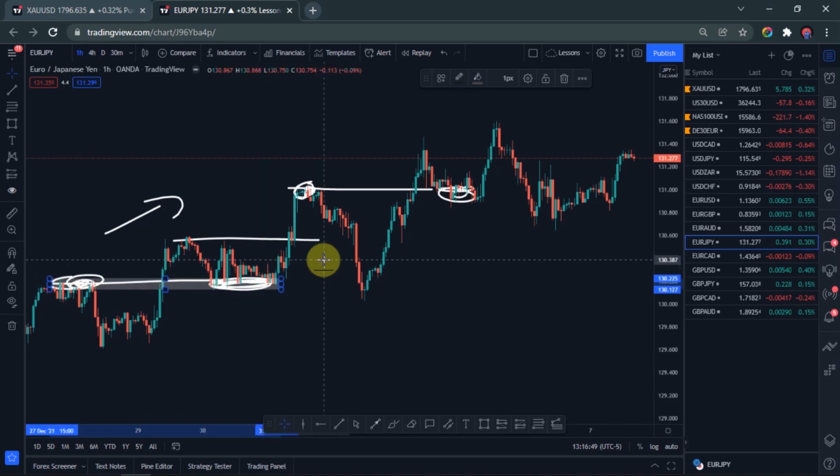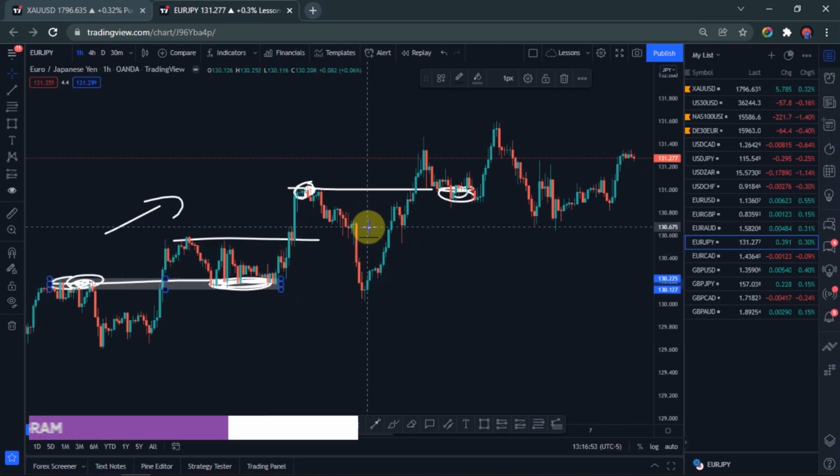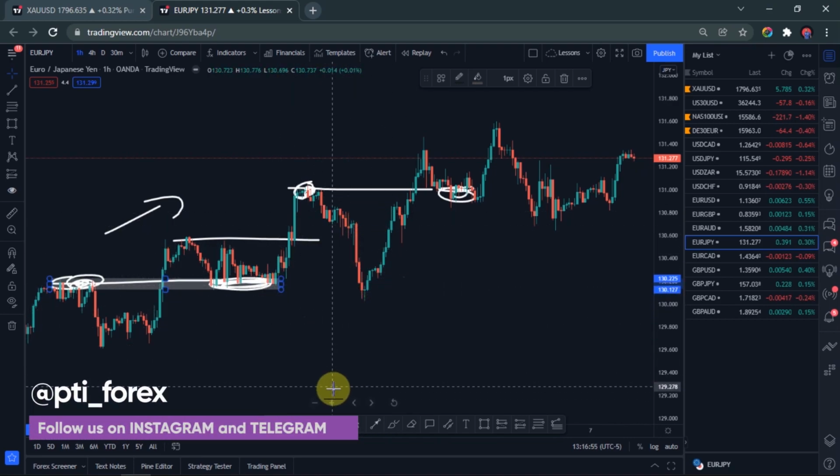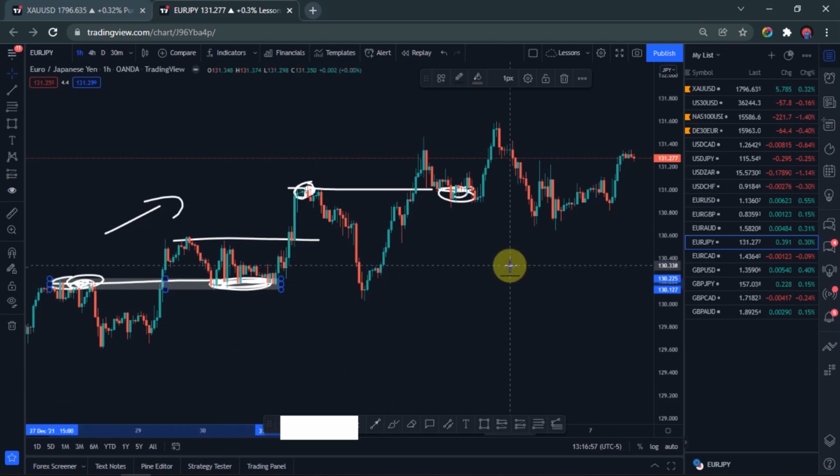This method is what we usually use to enter our trades when we are trading in a trending market or in a range. This is a technique that is very, very accurate, because usually price action behaves in a manner of support and resistance. That's the most basic part of price action, that price responds to supply and demand levels or zones.